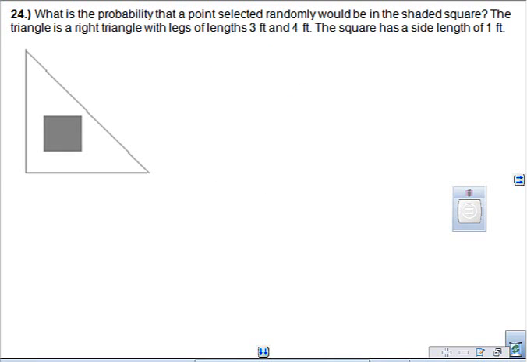This is a probability problem. They have this square inside of a triangle, and they want to know the probability that a point inside the square would be randomly selected. So we need to know the area of both. Remember, probability is part over whole, and then to get it as a percentage, you would multiply by 100. But really, when they ask for probability, it could be given as a fraction, a decimal, or a percent. You really don't know until you see your answer choices, or if you're asked to bubble it in, that means they would want it as the decimal.